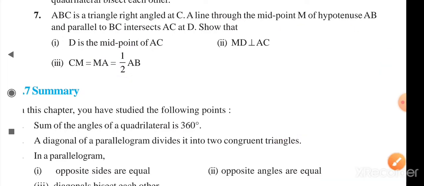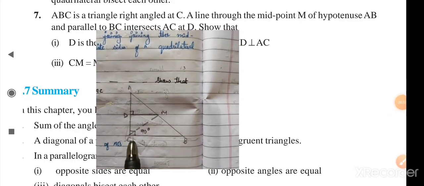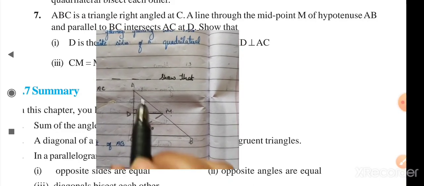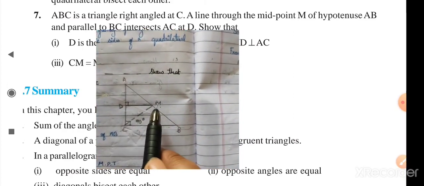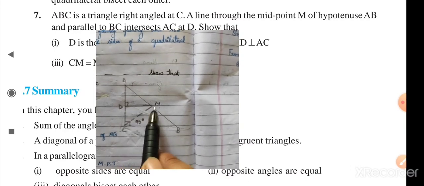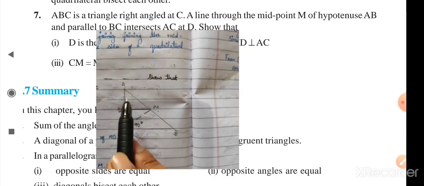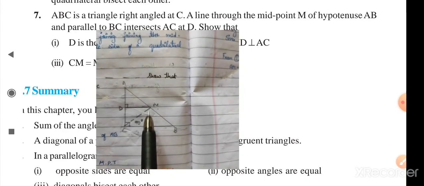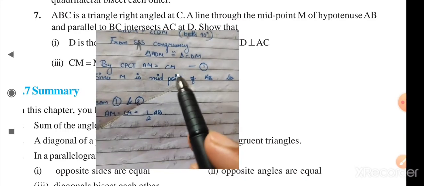For that, you have to prove two triangles congruent. I will show you which two triangles. These two triangles, triangle ADM and CDM, you have to make congruent, and if you see it carefully, angle ADM is equal to angle MDC, both are 90 degrees, and DM is common, and AD is equal to DC because D is the midpoint of AC. We have already proved that. From SAS congruency, both the triangles are congruent. So by CPCT, you can say that AM equals CM, as we have written here.